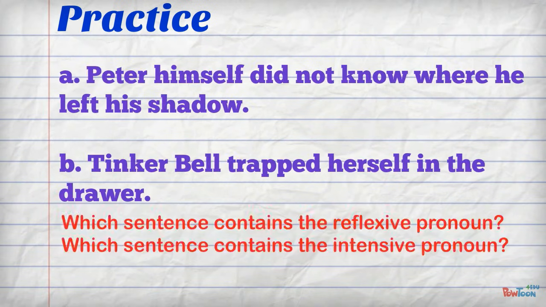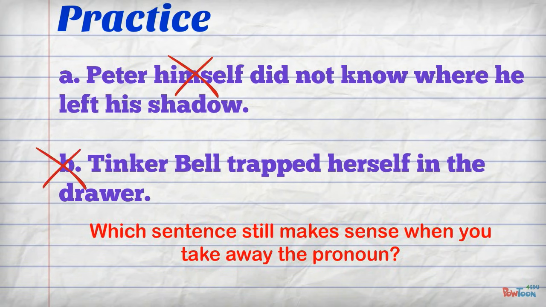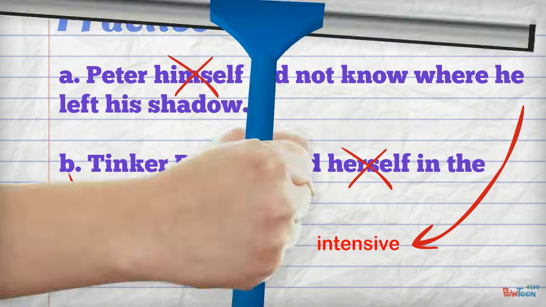Okay, let's try out the strategy together to decide which of these 2 sentences contains a reflexive pronoun and which contains an intensive pronoun. Sentence A. Peter himself did not know where he left his shadow. Sentence B. Tinkerbell trapped herself in the dresser. Which sentence still makes sense when you take away the pronoun? If you said sentence A was intensive, you are correct. Sentence B does not make sense if you take away the reflexive pronouns.